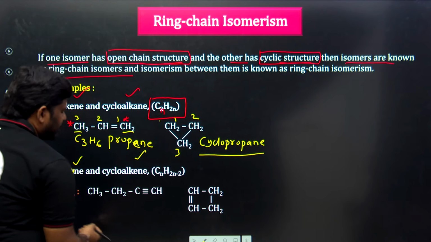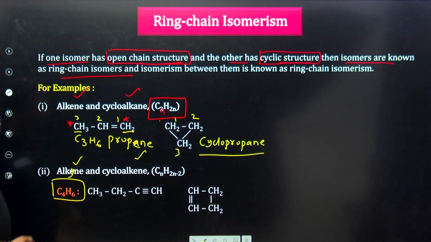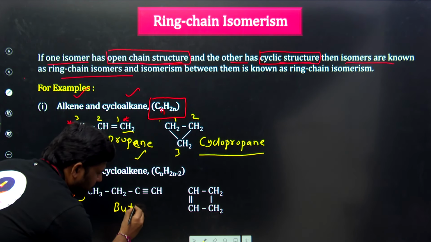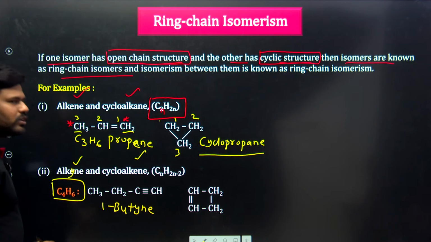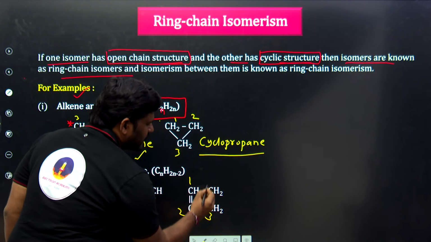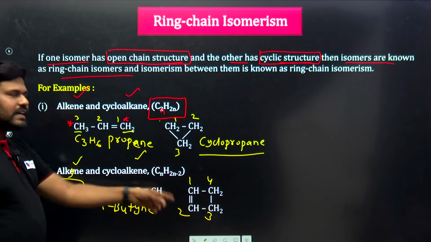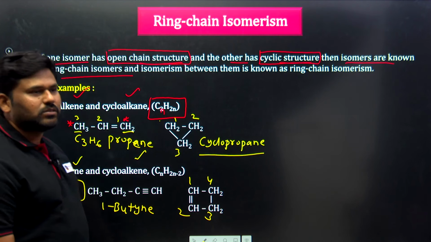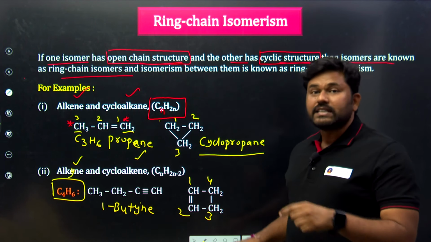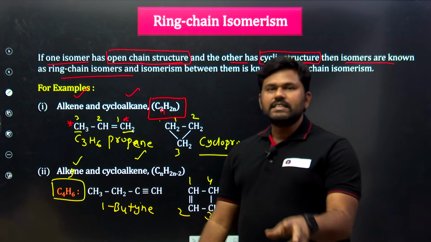For example, the molecular formula for C4: 4 twos are 8, 8 minus 2 is 6, so C4H6. I am writing the alkyne, 1-butyne, and the cycloalkene, a closed ring of 1, 2, 3, 4 carbons. One is a chain, one is a ring. What is the name here? Cyclobutene and 1-butyne. These are ring chain isomers. This is the second example.